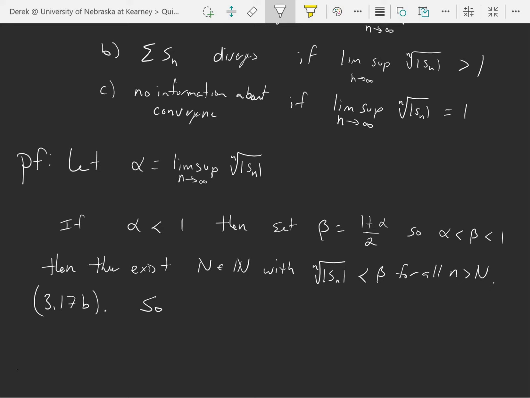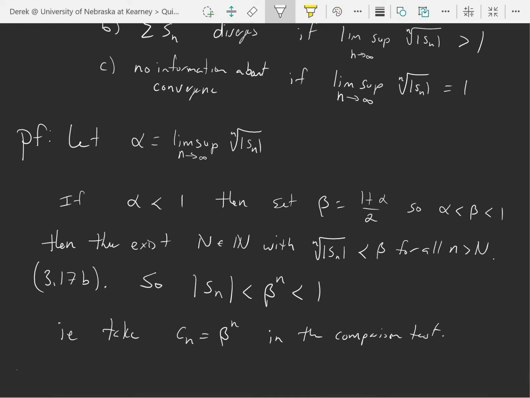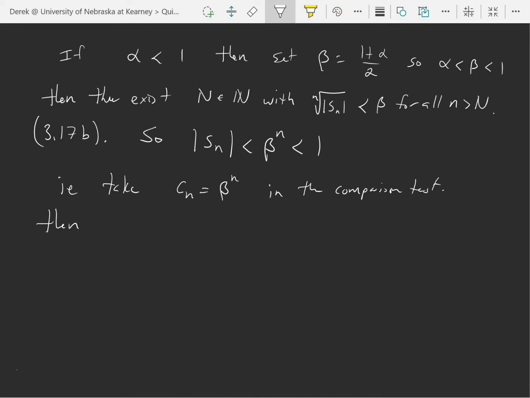So I'll just do a little bit of algebraic manipulation. Raise to the nth power on both sides. I get the absolute value of S sub n is less than beta to the n, which is less than 1. I.e., take c sub n equal to beta to the n in the comparison test. Then the sum of S sub n converges. Okay, so I figured out the thing that I should compare it to by looking at the lim sup. I compare it, and the comparison test says it converges.